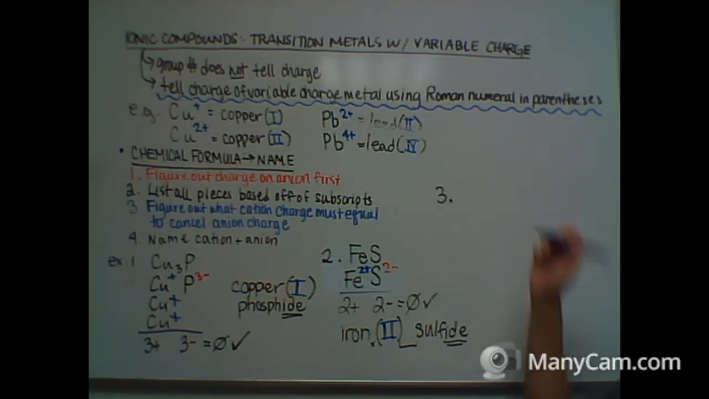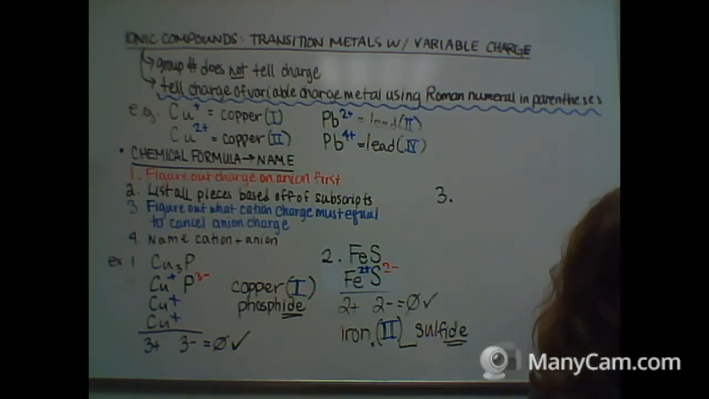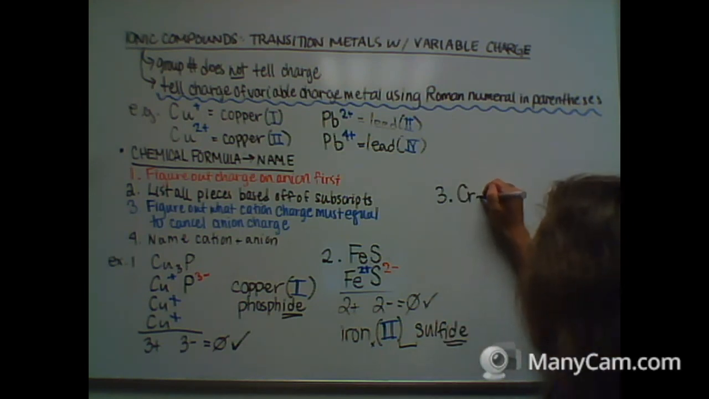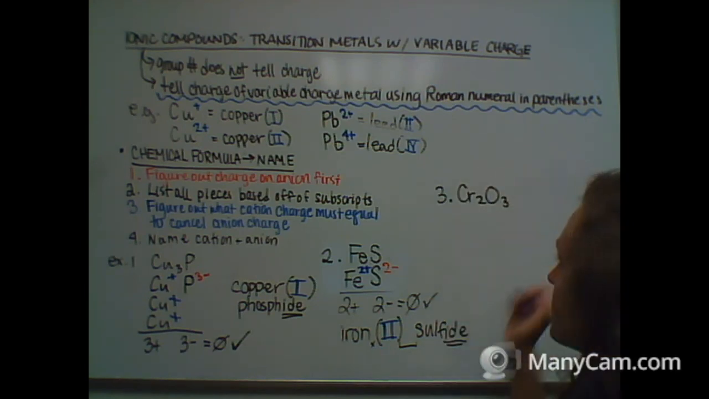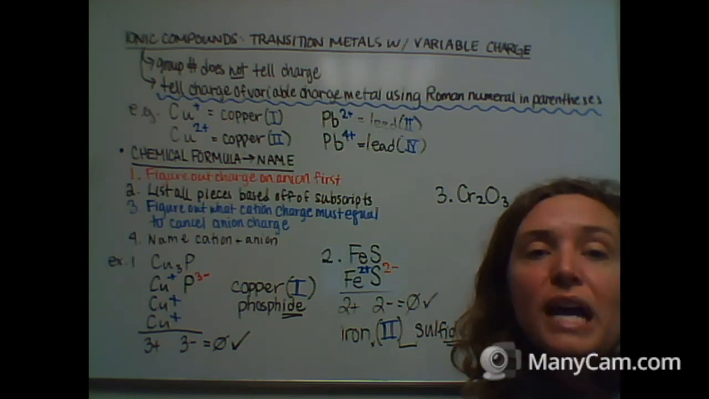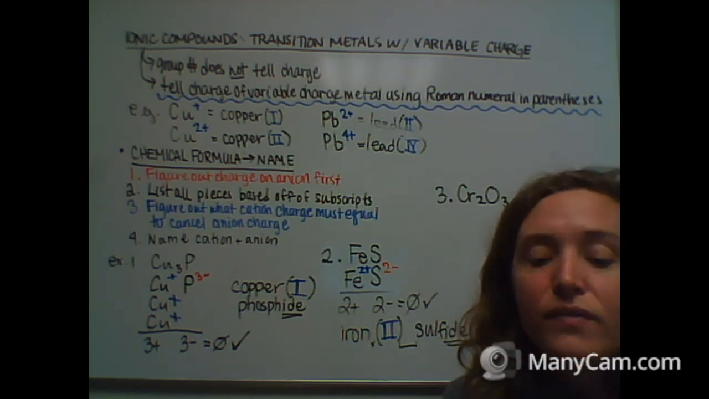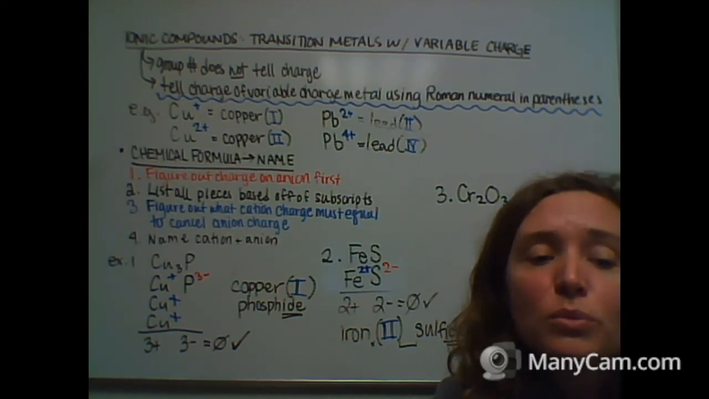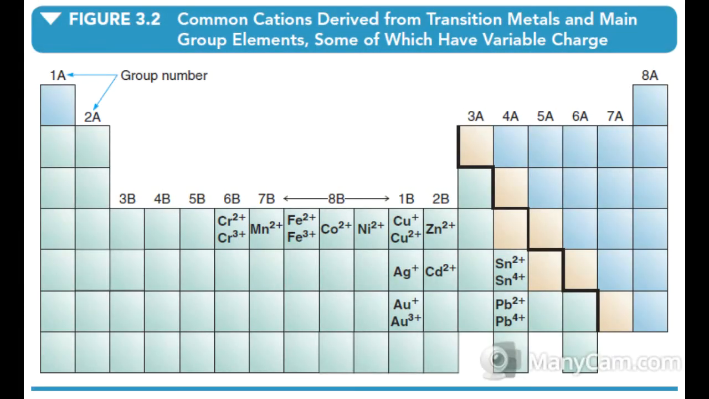Let's do a third example here. Let's name Cr2O3. Well, we first have to make sure that chromium is in fact a variable charge metal to see whether we do in fact have to put a Roman numeral after it. Chromium, yep, it is. It's in group 6b and it can either have a 2+ or a 3+ charge. So which is it?